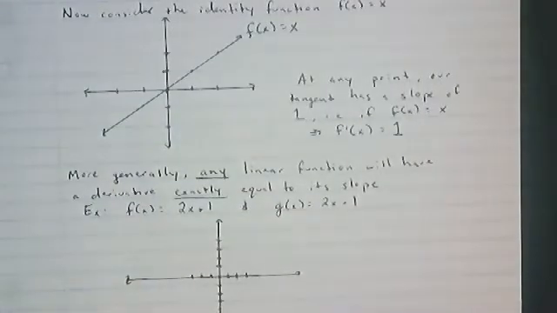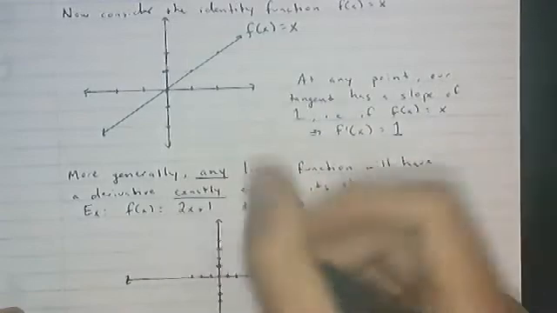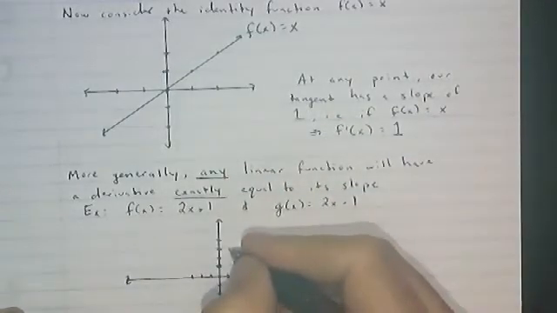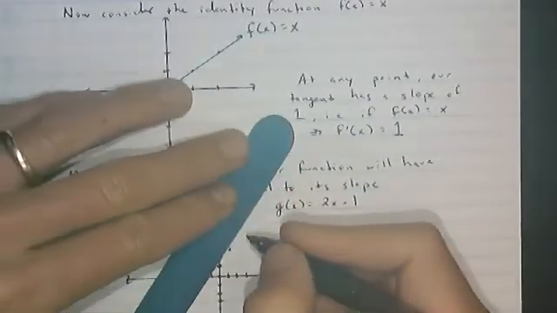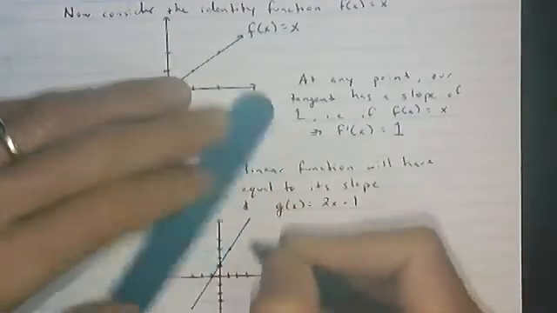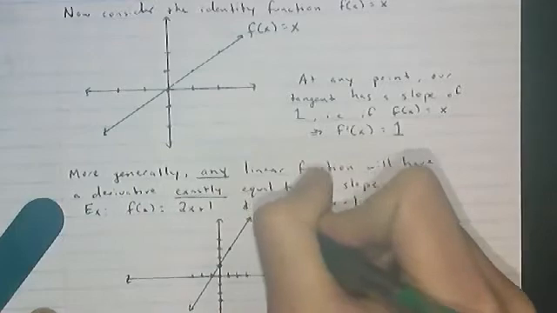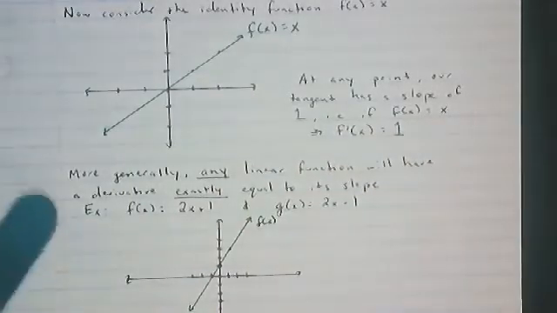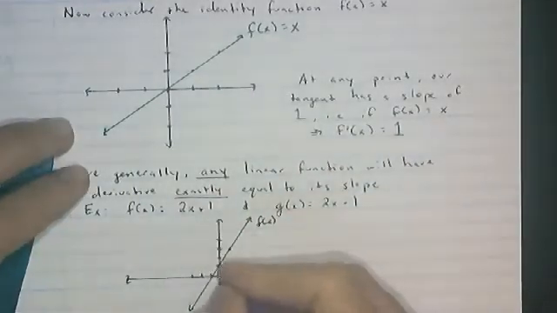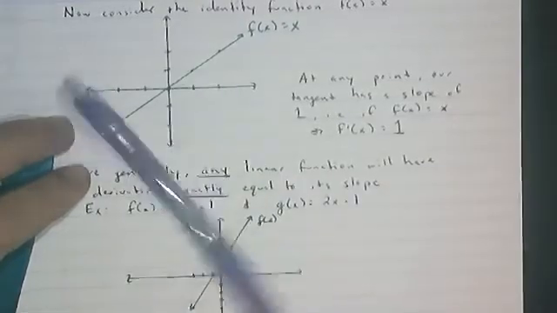Here's f. It's got a y-intercept at 1, slope of 2. Something like that. Here's g. It's got a y-intercept at -1. Also a slope of 2.